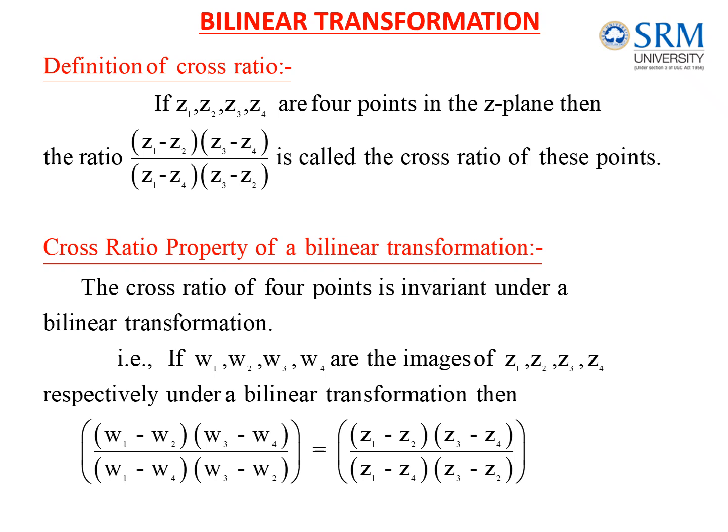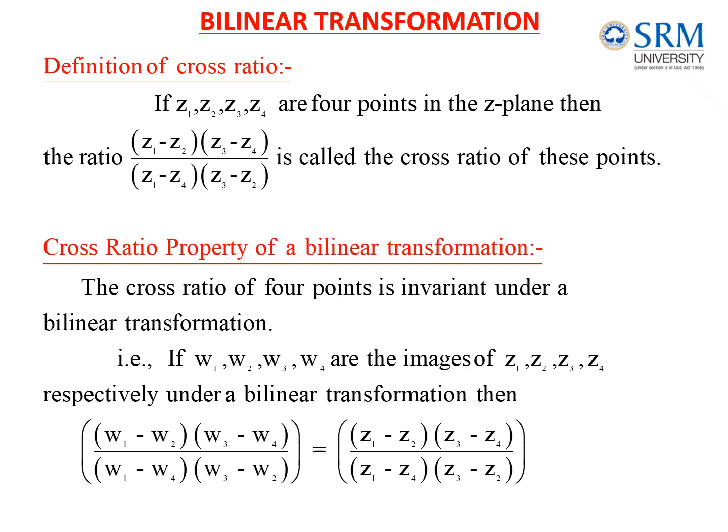Next we are going to see cross ratio. Take 4 points z1, z2, z3, z4 in the z plane. Then the ratio (z1 minus z2) into (z3 minus z4) divided by (z1 minus z4) into (z3 minus z2) is called the cross ratio of these points. So cross ratio is defined like this for 4 points in the z plane.